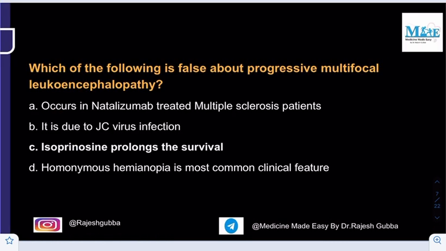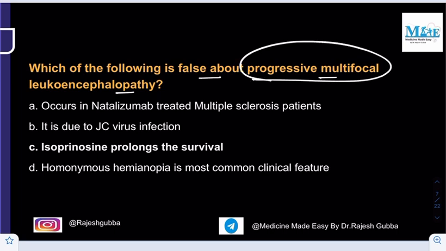Now coming to the second question: which of the following is false about progressive multifocal leukoencephalopathy? It occurs in natalizumab-treated multiple sclerosis patients. It is due to JC virus infection. Isoprinosine prolongs the survival. Homonymous hemianopia is the most common clinical feature. Yes, it occurs in natalizumab-treated multiple sclerosis patients and it is due to JC virus infection. The statement that isoprinosine prolongs the survival is the false one.